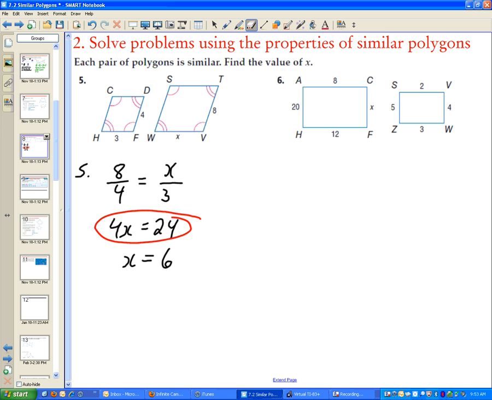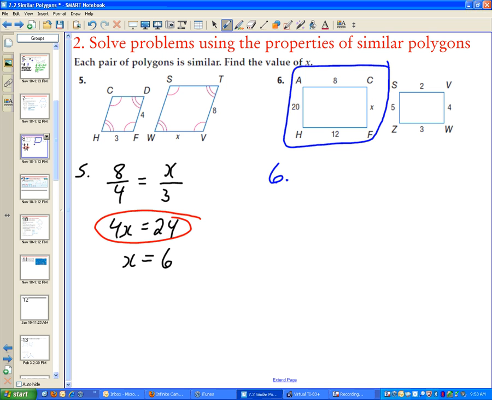Okay? All right, number 6. Now, there's a little bit more work here in number 6 because they give us more side lengths to work with. All right, so let's say that I'm going to do this one as my numerator. Well, how do you think this works out?